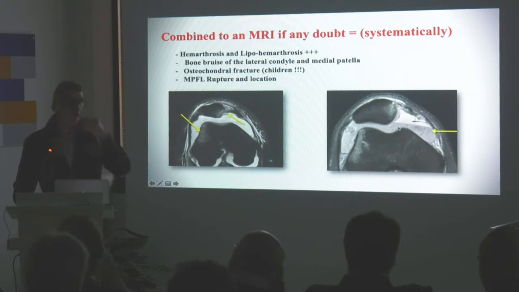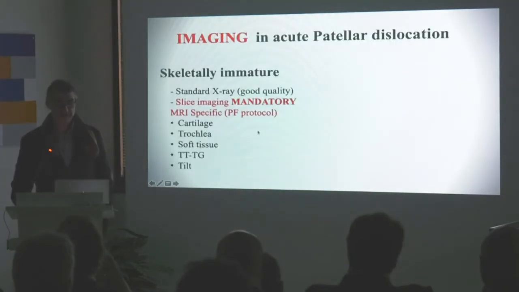So you will have some bone marrow edema in the joint, and the lipohemarthrosis is quite specific of patellar dislocation. Look for osteochondral fracture, especially in children, and of course the MPFL rupture, and you will sometimes be able to locate the MPFL rupture on the medial side, mid part, or on the femoral side.